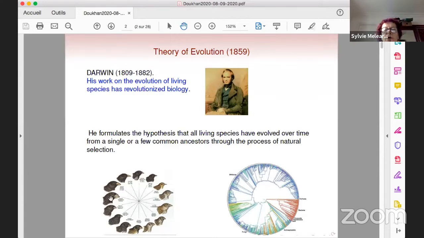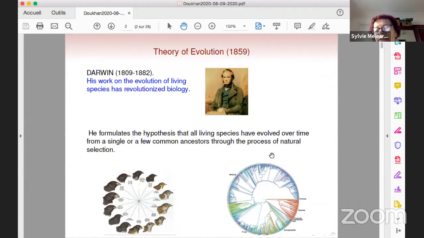And so our question was, if we observe at some time t such a sort of diversity, are we able to guess what was the characteristic of the ancestor? So that was the question we had in mind.